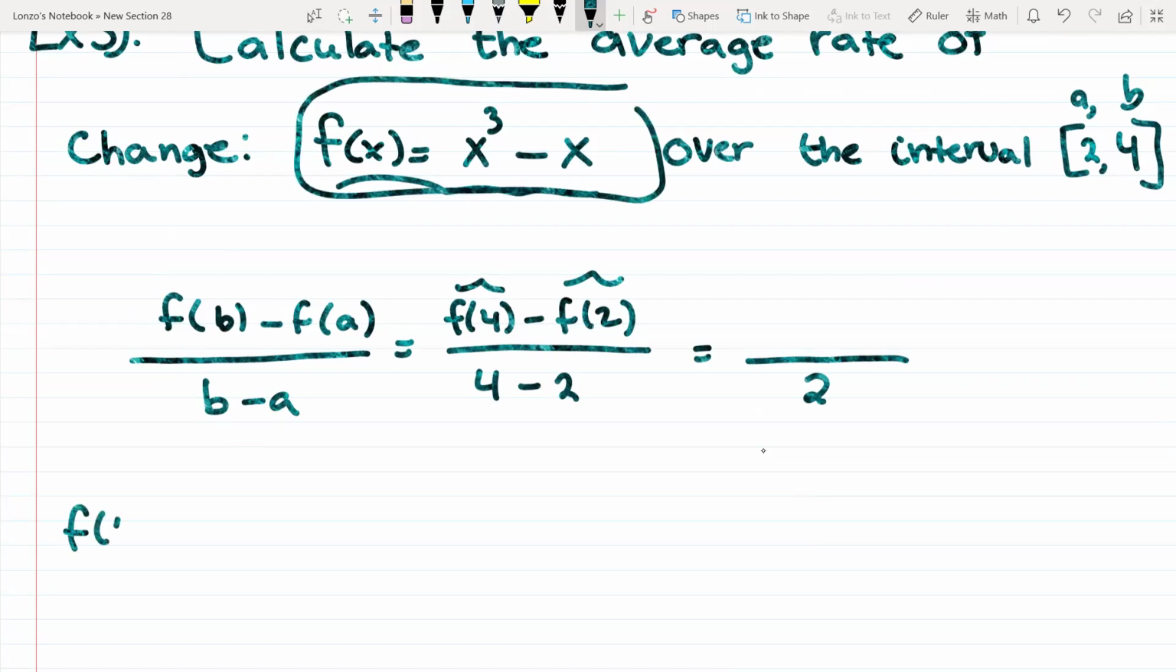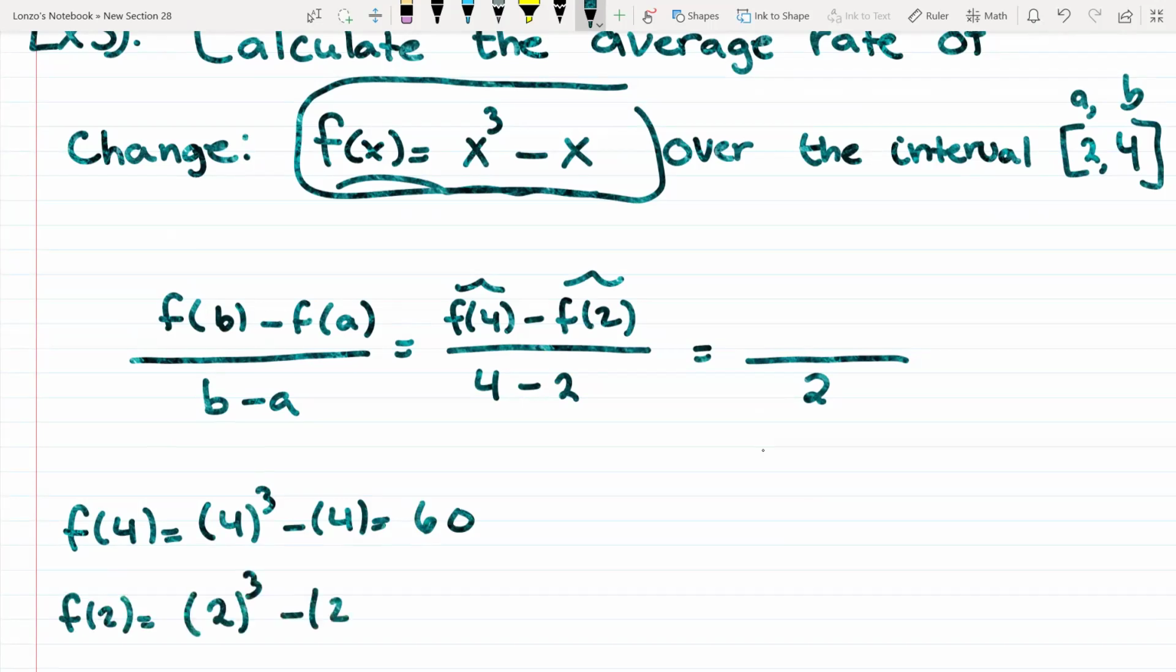Let's find f of 4. You just plug in 4 where we see an x. So this would be 4 to the third minus 4, and that spits out exactly 60. And then let's just find f of 2 real quick. This would be 2 to the third minus 2. So 2 to the third is 8, minus 2, which is 6. So f of 4 is 60 minus f of 2 is 6. So 60 minus 6 is 54 over 2, just 27.